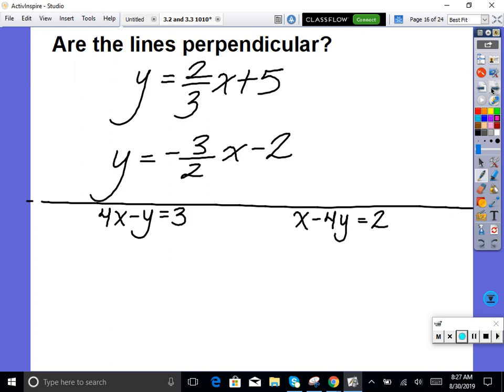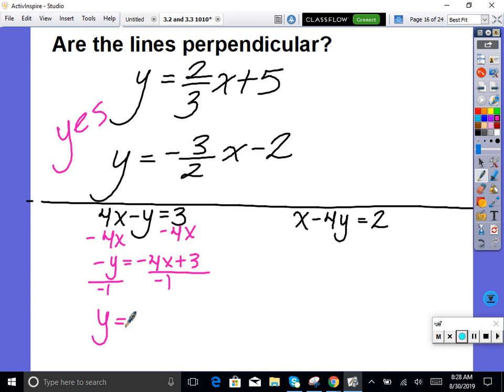Okay, so are all the lines perpendicular? This one's already in y equals mx plus b. So is the set of lines perpendicular, yes or no? Yes, they are opposite reciprocal slopes, yes. Okay, with this one, we would need to get it into y equals mx plus b, subtract 4x. So we have negative y is equal to negative 4x plus 3, divide by negative 1. So y is equal to positive 4x minus 3.